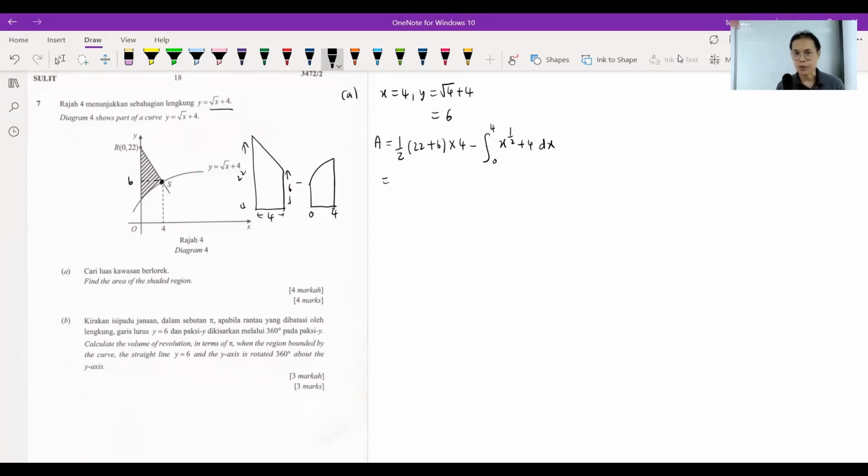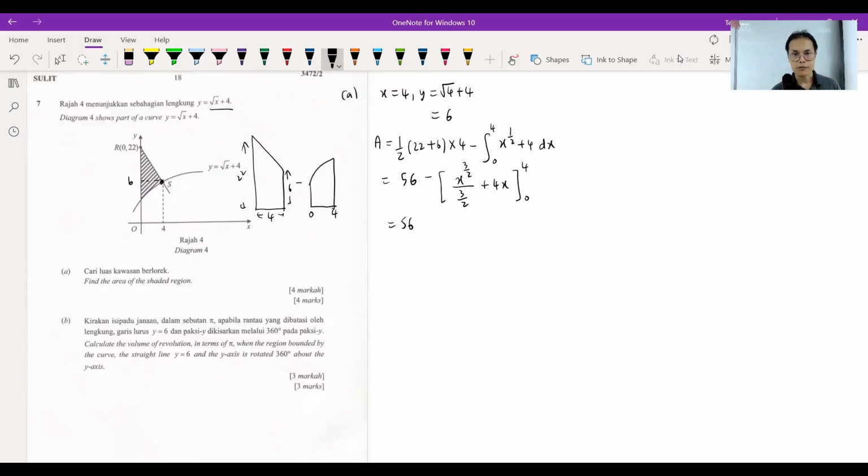22 plus 6 is 28. 28 divided by 2 is 14. 14 times 4 is 56. Now, for the second part here, when you integrate x power half, you increase the power by 1. Half plus 1 is 3/2. You divide by 3/2. When you integrate 4, it is 4x. Lower limit 0, upper limit 4.